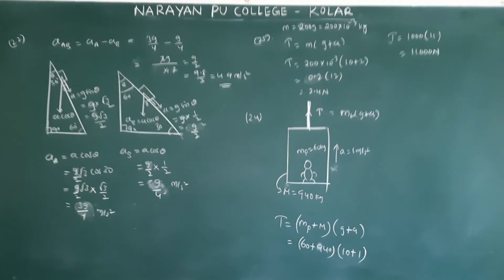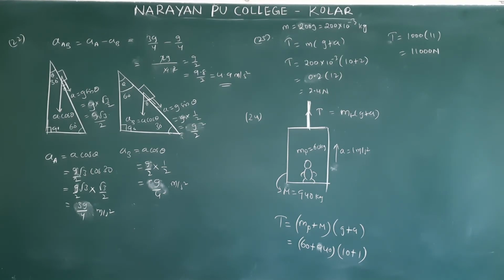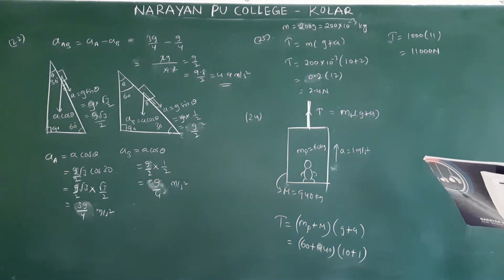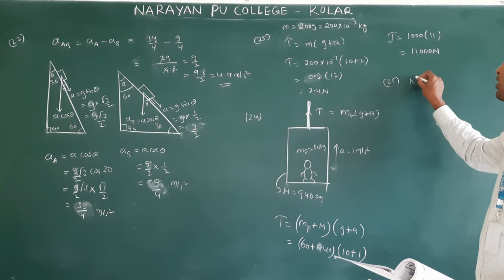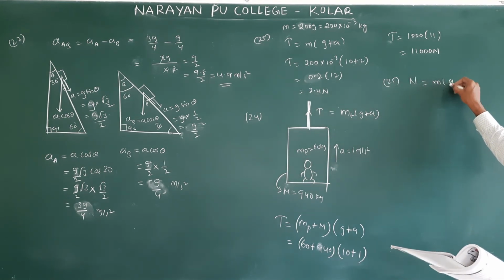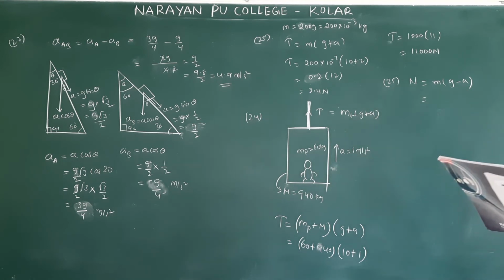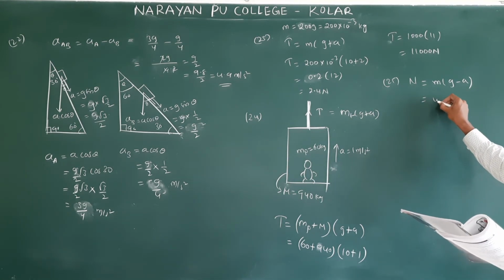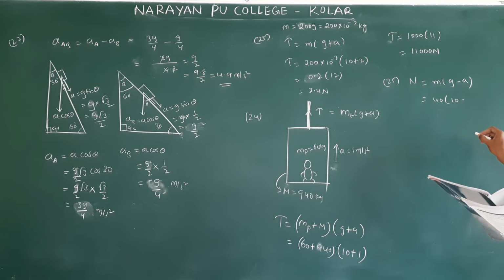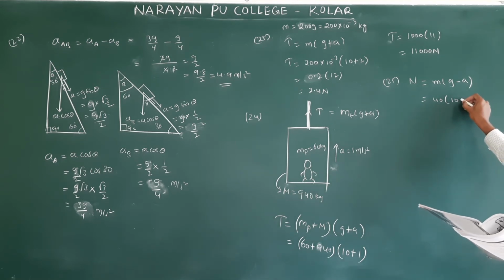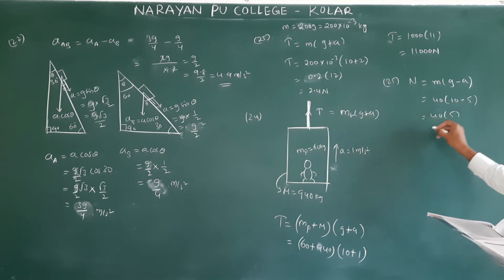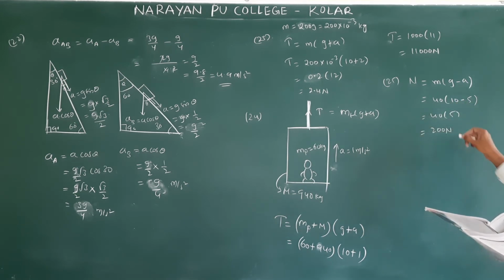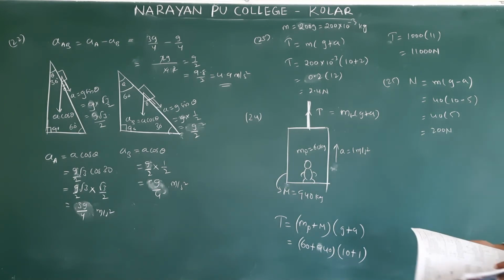Next, 25. A boy of mass 60 kg stands on a weighing scale in a lift which is moving downwards with a uniform acceleration 5 meter per second square. Find the reading of the scale. When the lift is moving down, the normal reaction formula is N is equal to M into (G minus A). What is the mass of the person? 40. G value 10. With what acceleration is it going down? 5. So 40 into (10 minus 5), so it is 200 Newton.